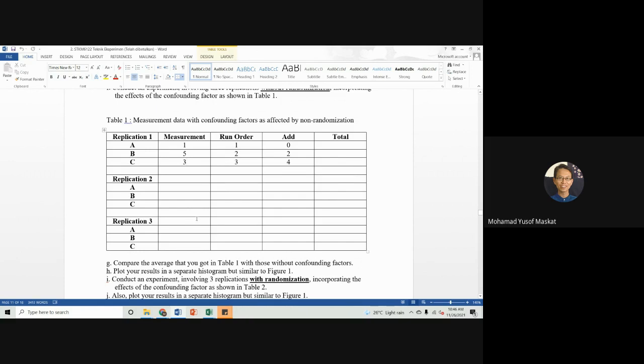And because this is just a demonstration, regardless of the replication, whenever you do treatment A, you will still get 1. B, you will still get 5. C, you will still get 3. So if it is replication 2, you will still get 1, 5, and 3 over here. And then this one is the run order: run order 1, 2, and 3.